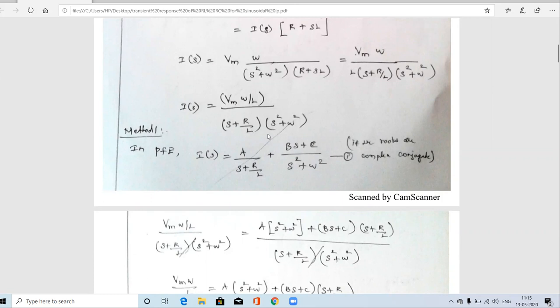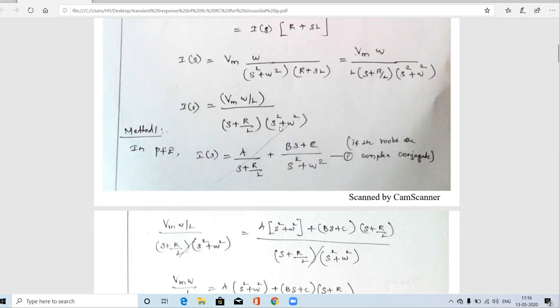Okay. Here in the denominator polynomial, we are getting three s values. This is one s value, and here s is squared, which means s has two different values. What is the order of the denominator polynomial? Third order, right? Our aim is to split this I(s), the third-order and second-order terms, into a sum of single-order polynomials using the partial fraction expansion method. And this root, s plus R by L, is a single root. What is the value of s? Minus R by L. It is separate.